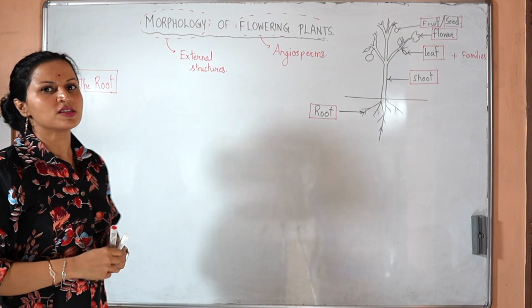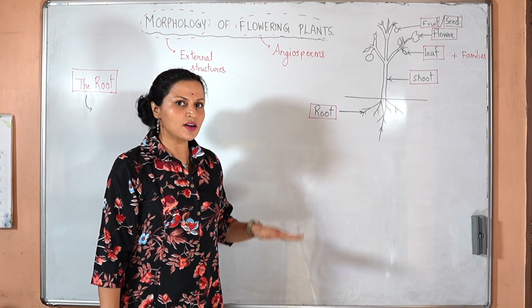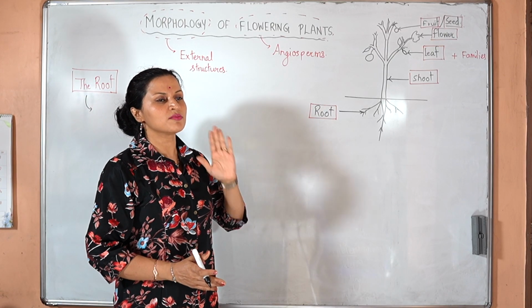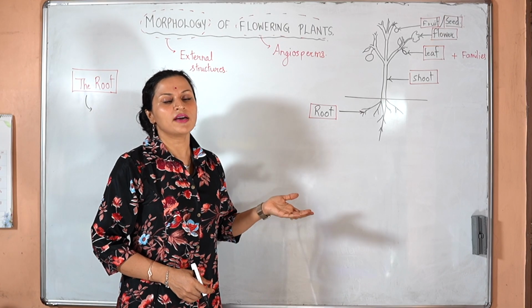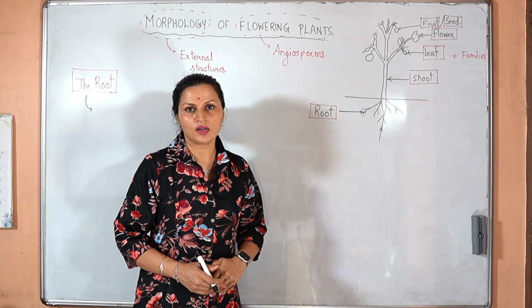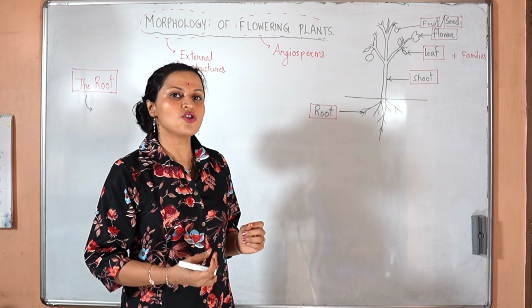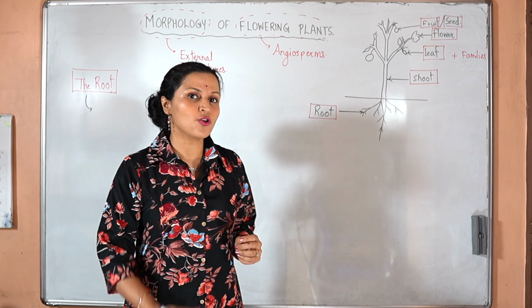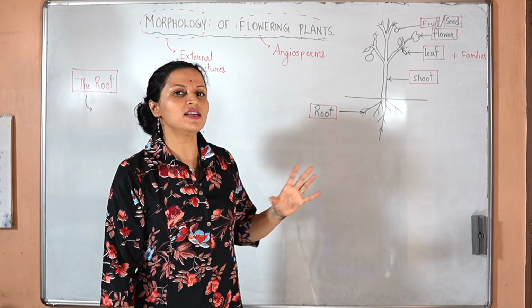We will start with the first part, that is the root. Root, as you know, is the cylindrical underground part of the plant. It is different from the stem in that the stem is the aerial part of the plant and the root is the underground part of the plant. There are other differences also between the root and the shoot. The root is non-green, that is, it lacks chlorophyll, but the shoot will have chlorophyll containing cells. It will be the green part of the plant.